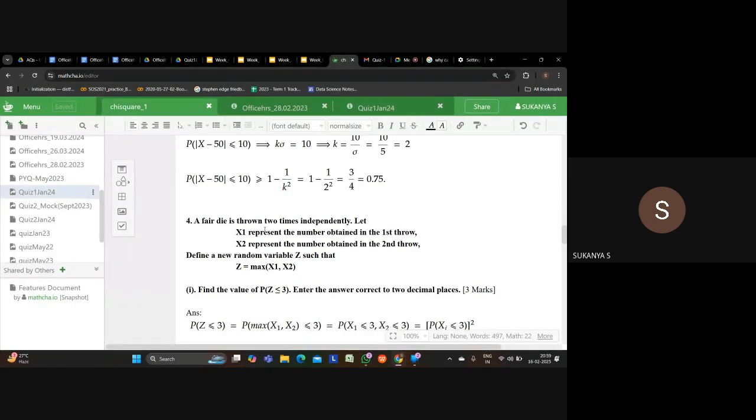But since x1 is just a dice throw and x2 is also just a dice throw, both of them are identically distributed, right? x1 can take values from 1 to 6 with probability 1 by 6, and x2 can also take the values from 1 to 6 with probability 1 by 6. So they are identically distributed. So probability of x1 less than or equal to 3 into probability of x2 less than or equal to 3 can be written as probability of xi less than or equal to 3, the whole square, right? It is the same probability multiplied twice.